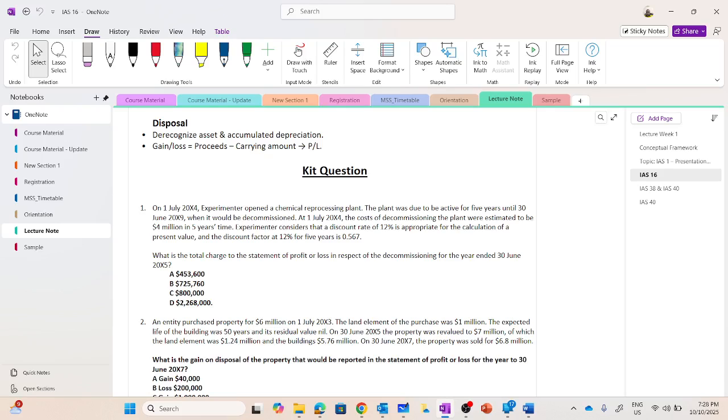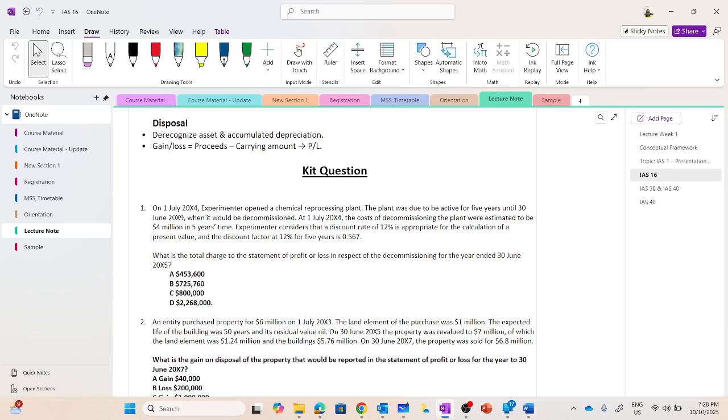The entity considers that the discount rate we are going to use in the discount factor, 12%, is appropriate for the calculation of the present value. The discount factor of 12% for the 5 years is 0.567. So it's simple. We don't need to use the discount factor formula again, but if we decide to use it, we are going to arrive at the same 0.567. We multiply this discount factor against the 4 million. So this is the concept you need to know.